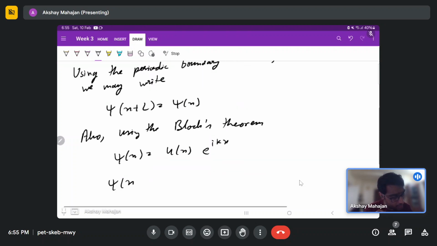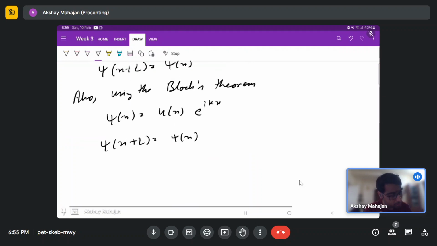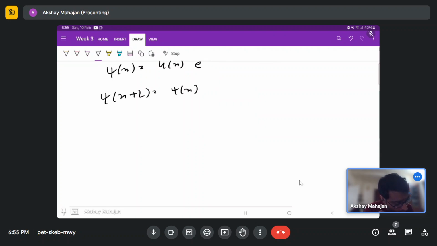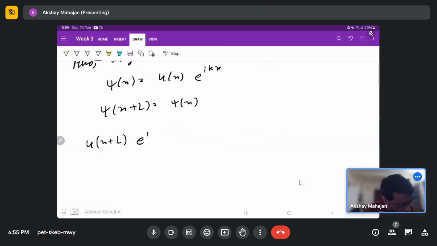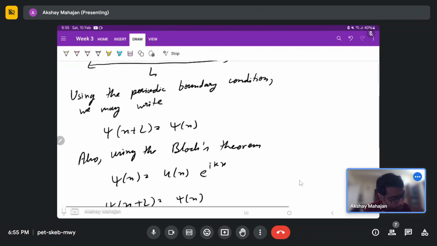So I have this relation, the periodic boundary condition: psi of x plus L is equal to psi of x. And from Bloch's theorem we have our psi of x like this. So I can write u of x plus L times e to the power iota k (x plus L) equals u of x times e to the power iota kx, because we can write our wave function in this form using Bloch's theorem, and we have this from our periodic boundary condition.